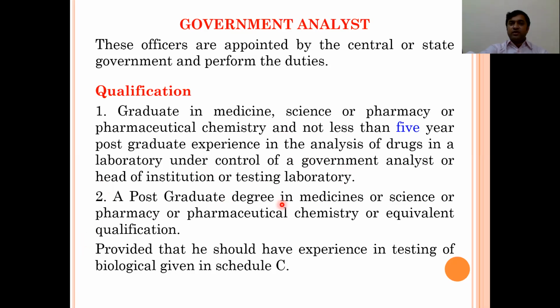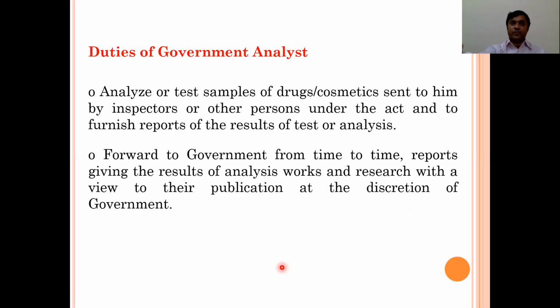A postgraduate degree in medicine or science or pharmacy or pharmaceutical chemistry, or an equivalent qualification, is required to become a government analyst, provided that he should have expertise in testing of biological samples, which is given in Schedule C. Schedule C and C1 is about biologicals and its special products.